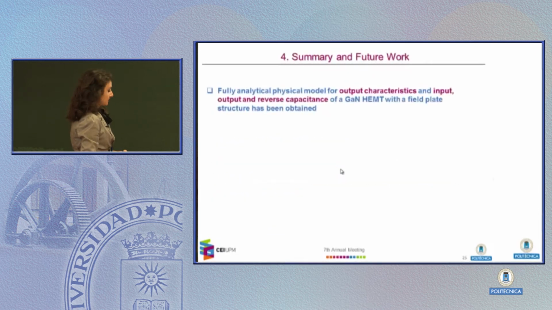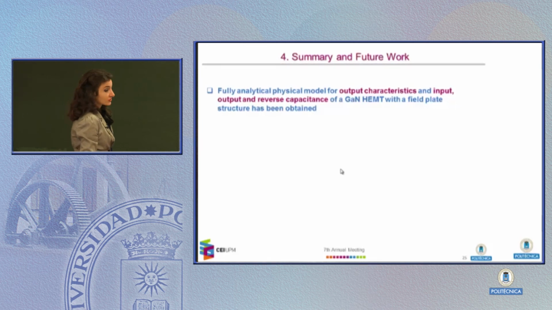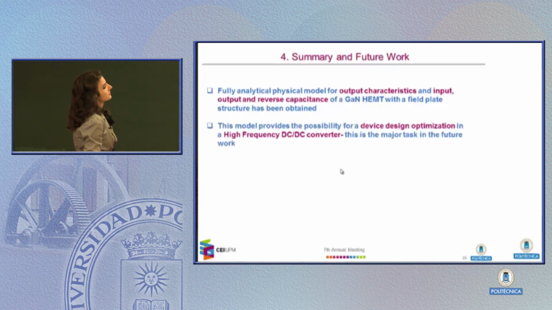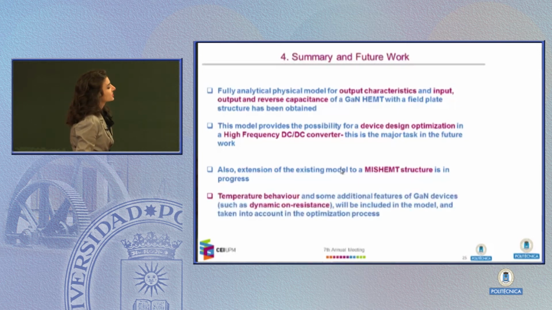So let's summarize what has been done so far. We can see that a fully analytical physical model for drain current and input, output, and reverse capacitance has been obtained. This is the first step, and actually the main step in device design optimization for a high-frequency application. Extension of the existing model to a metal insulator semiconductor structure is in progress. Also, additional things like temperature behavior will be included, and dynamic resistance or current collapse phenomena, which is quite important for switching applications, will also be taken into account in the optimization process.